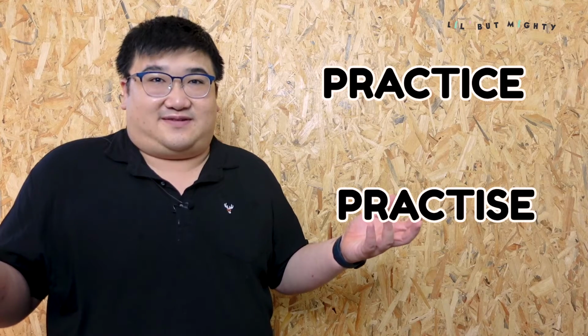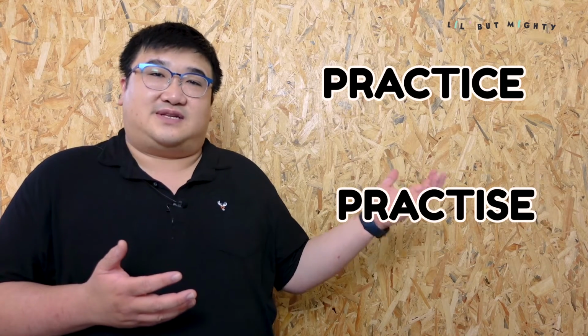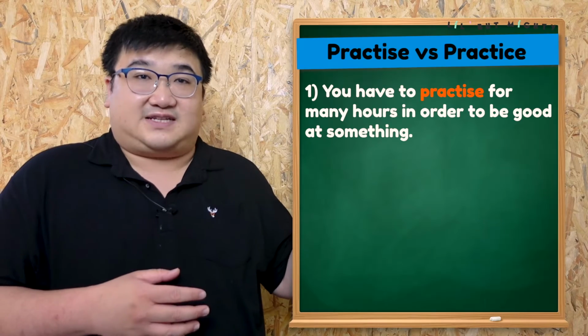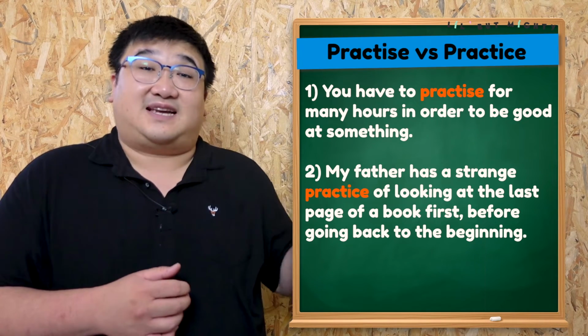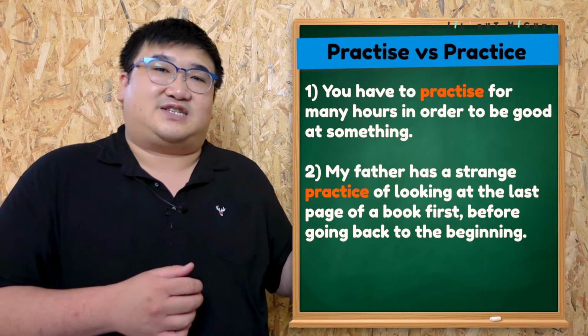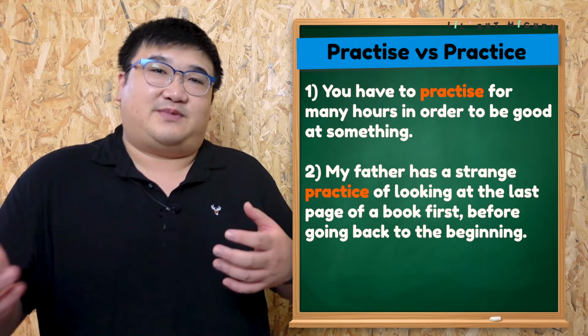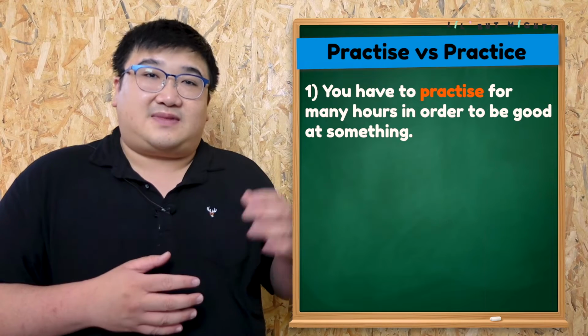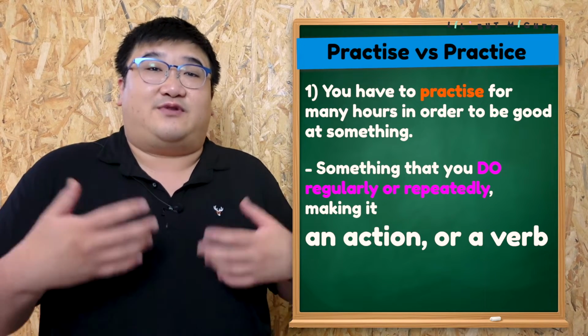Ready to find out? Just like in the previous video, let's take a look at how these two words are used in the following sentences. Firstly, you have to practise for many hours to be good at something. Secondly, my father has a strange practice of looking at the last page of a book first before going back to the beginning. As you can see in the first sentence, it's something that you do regularly and repeatedly.